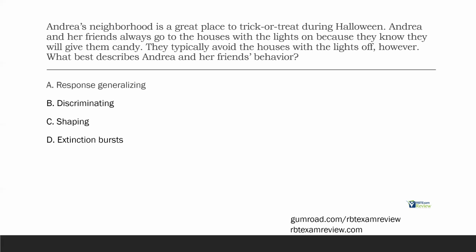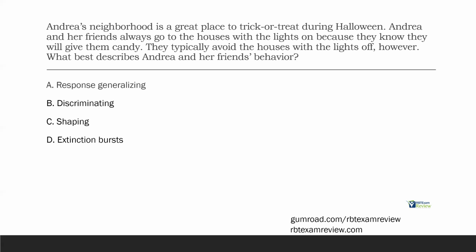Andrea's neighborhood is a great place to trick or treat during Halloween. Andrea and her friends always go to the houses with the lights on because they know they will give them candy. They typically avoid the houses with the lights off, however. What best describes Andrea and her friends' behavior? So, through some sort of learning history, Andrea and her friends have learned that the houses with the lights on will give them candy, aka reinforcement. The houses with the lights off will not.